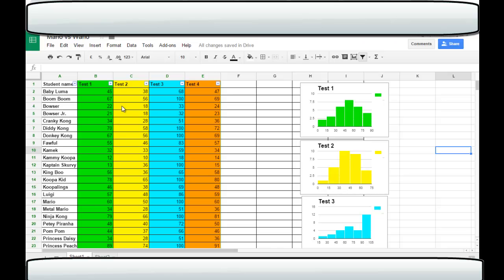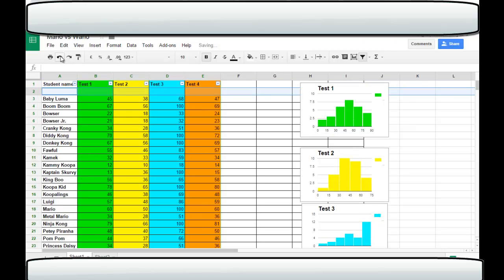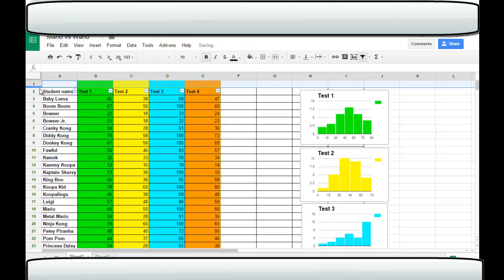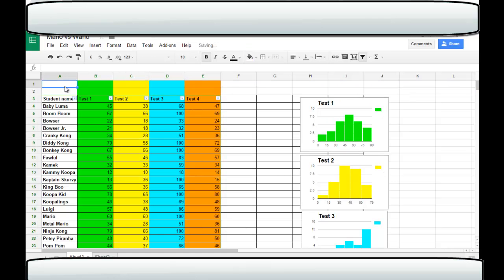Okay, so to finish this off, just to show you how to calculate the Z value or the standardized score from some results. Okay, so here's my students, the whole of the clan of Mario characters, and the tests, and as we said, we ignored test 3. What I'm going to do is just insert some rows above. So above that one, sorry.